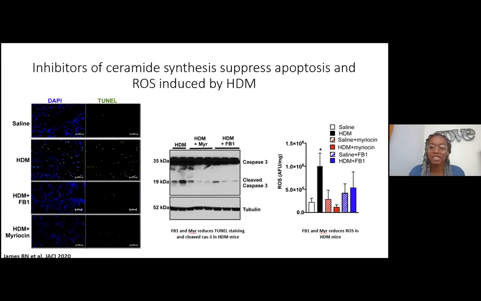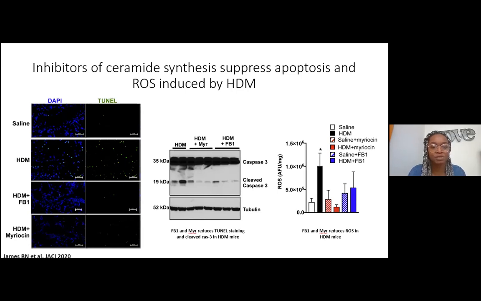So what we saw was that the suppression of ceramide production impressively reduced levels of apoptosis. And we show this by TUNEL staining of the different lung sections from the house dust mite group and the house dust mite groups that were given the different inhibitors. And you can see that there was a significant reduction in the TUNEL staining for both groups.